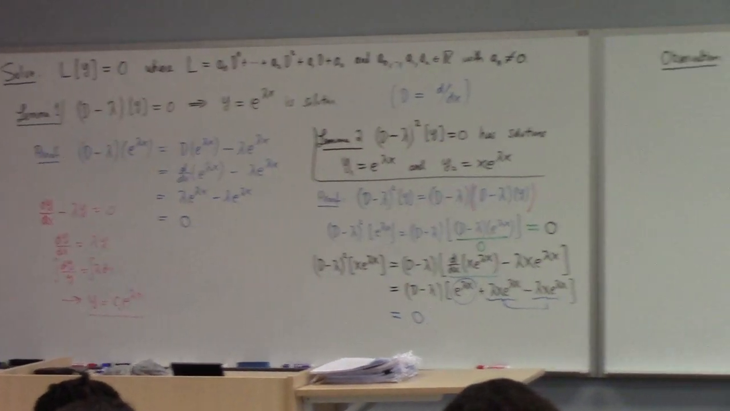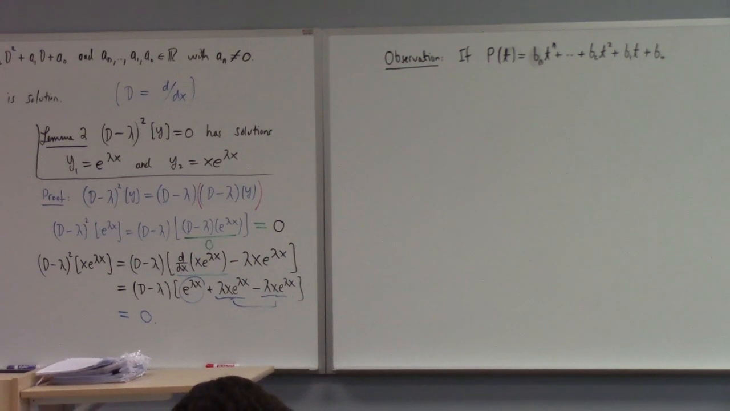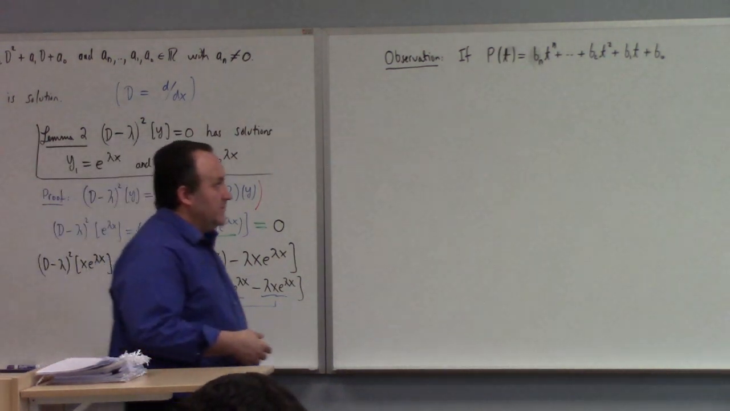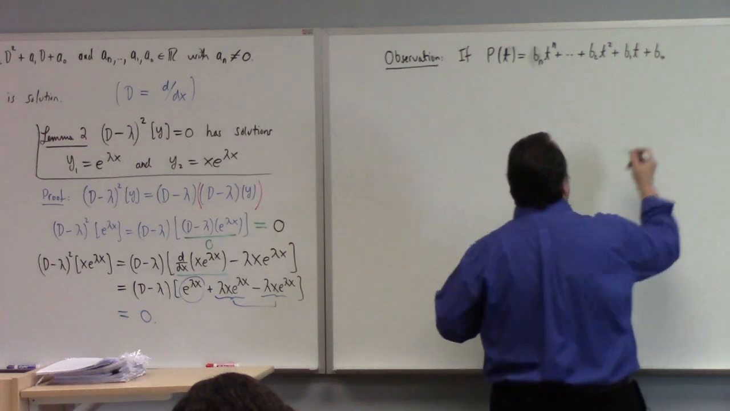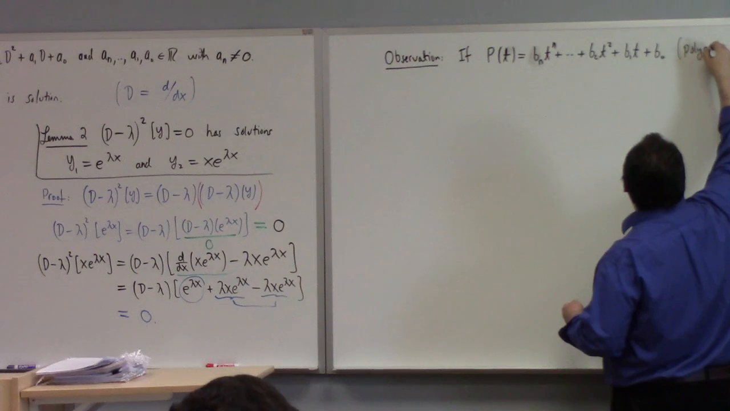It's what? I didn't hear you. A series. Ooh, too greedy. I guess you could say it's a series with infinitely many terms which are 0, right? But no, this is a polynomial, right? This is an nth order polynomial. Polynomial.